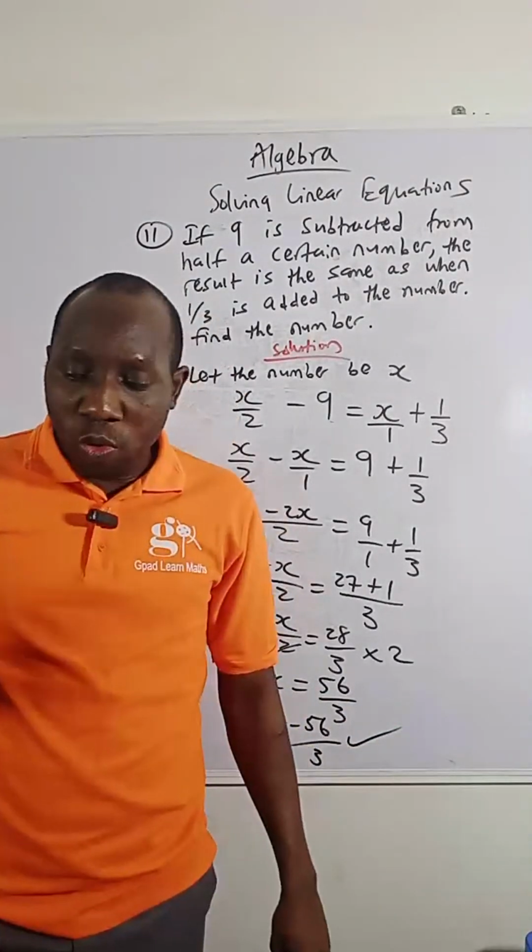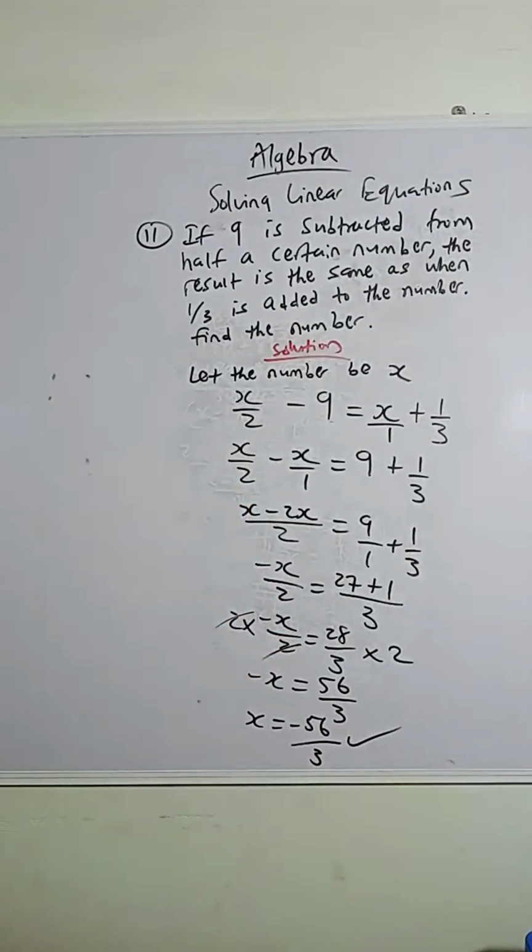I think that was what Kunwa said he got. Kunwa, that's what you said you got, right? So the answer is minus 56 over 3. Is that okay? Any questions?